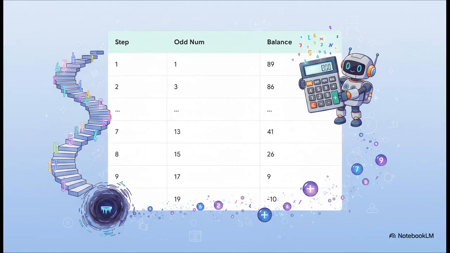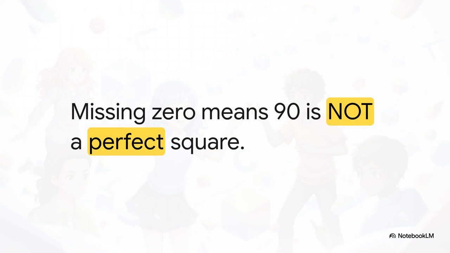Let's run one final test with the number 90. We send it through our odd number gauntlet, subtracting 1, 3, 5, and so on. By the 9th step, we're left with a balance of 9. But for the 10th step, the next consecutive odd number to subtract is 19. 9 minus 19 gives us -10. Once again, we blew right past 0. And there it is again. Missing 0 means it is not a perfect square.